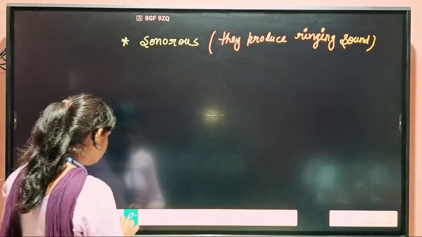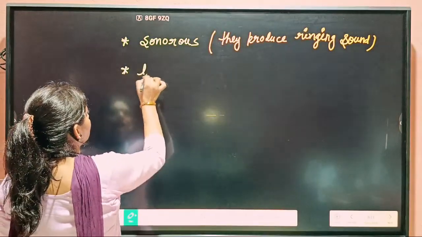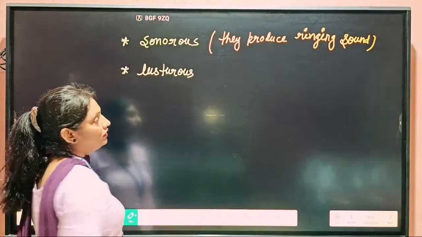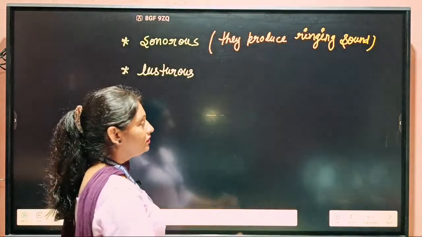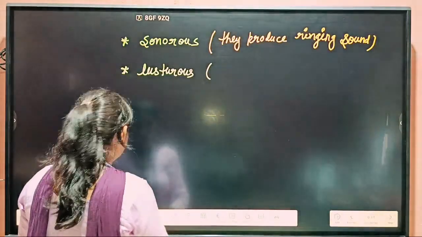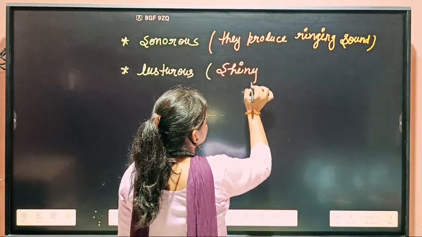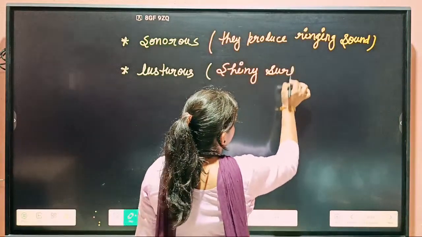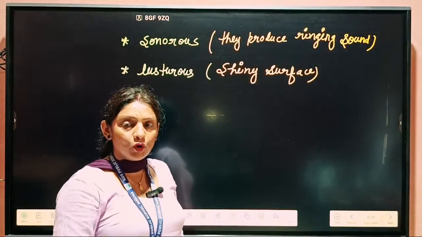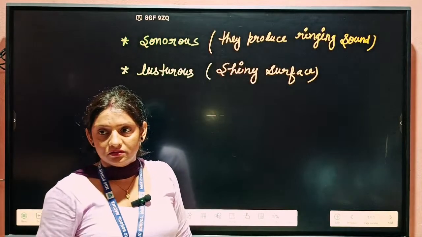Metals are lustrous, which means they have luster. What do you mean by luster? Luster means a shiny surface. Metals have a shiny surface, and this property of metals is known as luster.